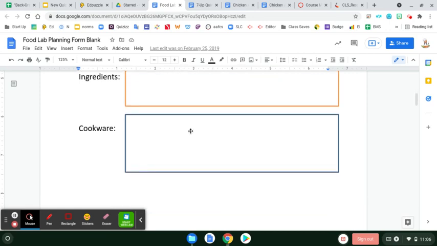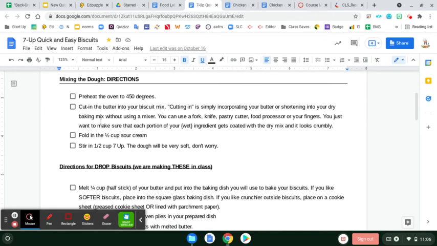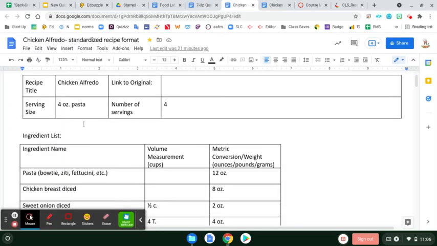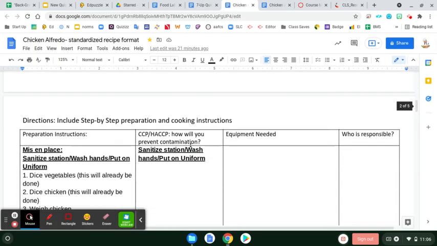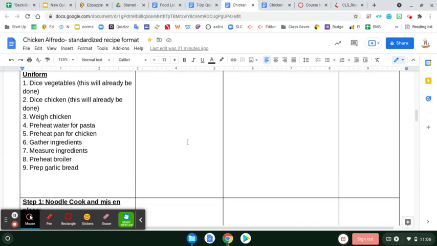For the cookware mise en place, this would be found in your instructions. Does anything need to be preheated? For your 7-Up directions, you need to preheat your oven to 450 degrees. For your chicken Alfredo instructions, you would need to scroll down here. So your pan needs to be preheated for the chicken. Your water needs to be boiling for your pasta. And if you're going to do the garlic bread, then you would need to turn your broiler on so that that is hot and ready to go.